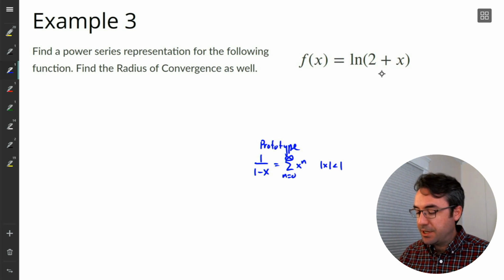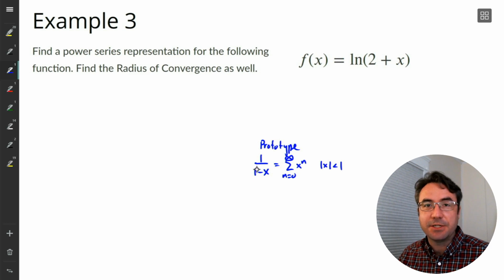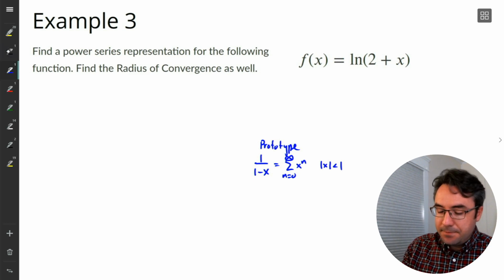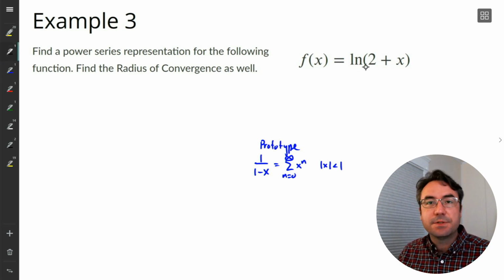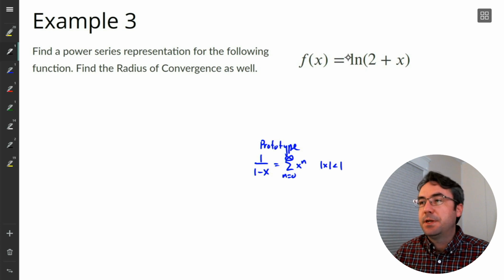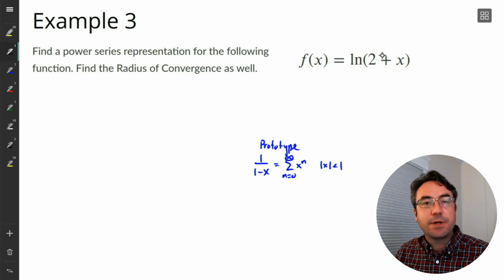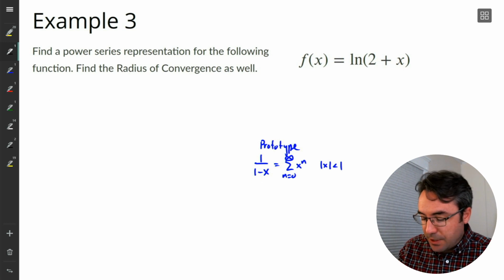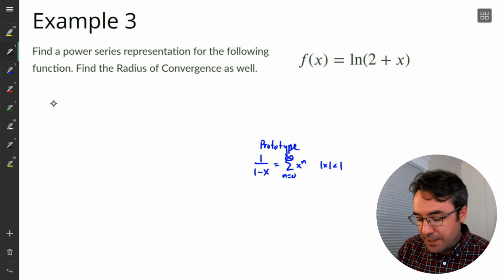Now, this function, natural log of 2 plus x, is not in that form. It's not 1 over 1 minus x. It's not a fraction yet. But we have some calculus we can use. We could either try to integrate this thing, or we could try to differentiate to see maybe its derivative is similar to this form, or maybe its integral is similar. And it turns out you could try either one. You could try integrating, you could try differentiating.